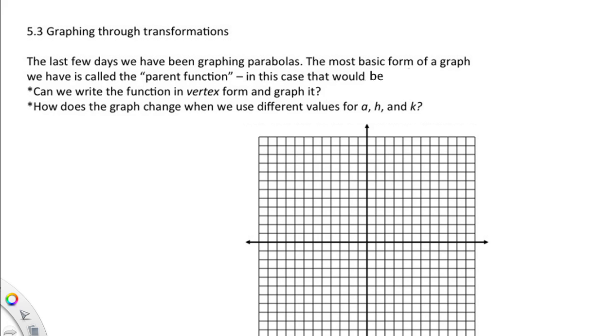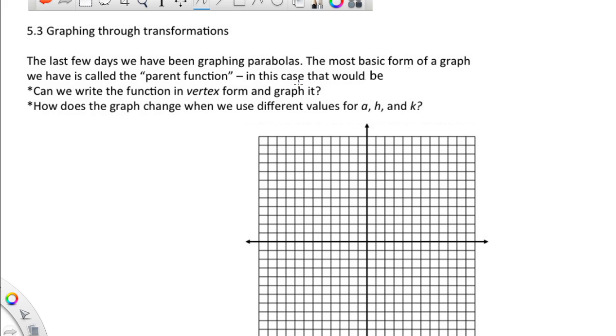5.3, Graphing through Transformations. So the last few days we've been graphing parabolas in mostly the same kind of manner. We found the vertex, and made the graph by making a table with the vertex in the middle. We can also graph what we call here through transformations, and that is by looking at what's different from ours relative to a parent function. And the parent function that we would compare it to would just be x squared.